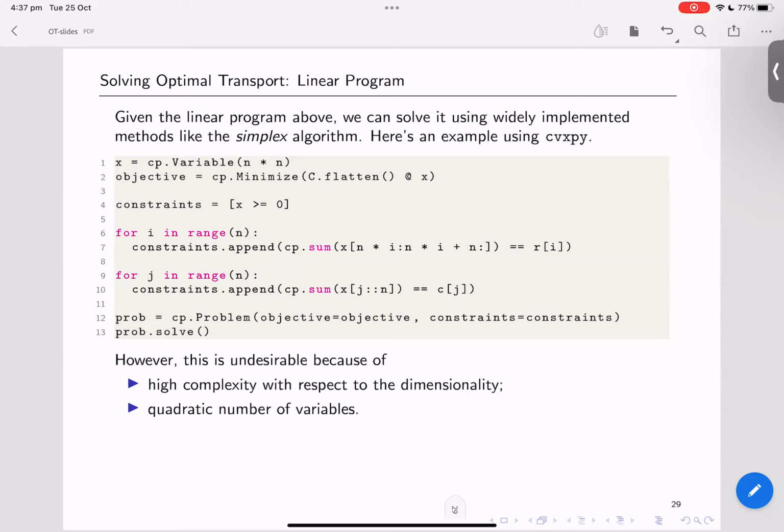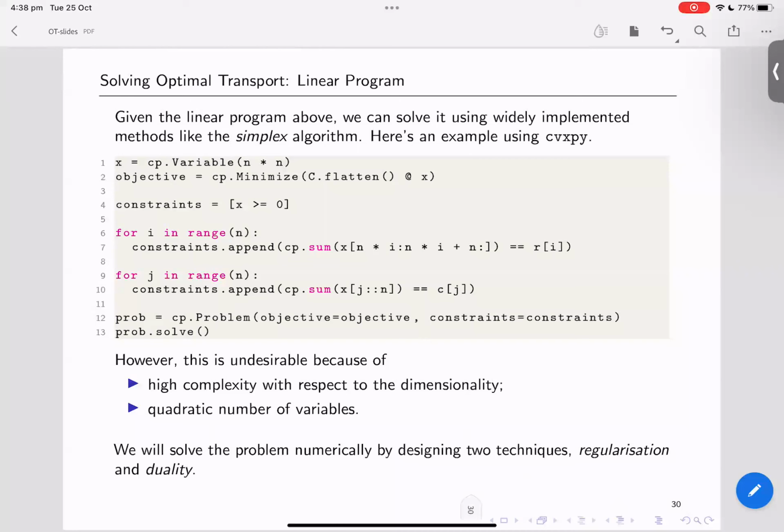Basically, you have a quadratic number of variables, and so we will find a way to reduce the number of variables based on the setting of this problem. Can we solve this problem with only a linear number of variables or not? We have n squared variables and 2n constraints. In the rest of this lecture, I'll talk about two techniques to solve this. The first is regularization, and the other is duality. Both of them we have already learned in this course. We talked about strongly convex regularization, and we talked about solving a dual problem.